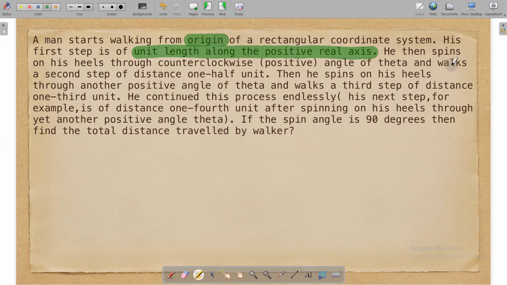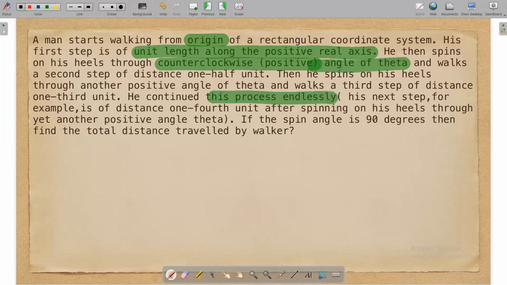He then spins on his heels through counterclockwise. So he's moving or spinning in the counterclockwise direction by an angle of theta and walks a second step of distance 1/2 unit. Then he spins on his heels through another positive angle of theta and walks a third step of distance 1/3 unit. He continued this process endlessly. Okay, so this is also important information. He continued his process endlessly. His next step, for example, is of distance 1/4 unit after spinning on his heels through yet another positive angle theta. Okay, if the spin angle is 90 degrees, then find the total distance traveled by walker.